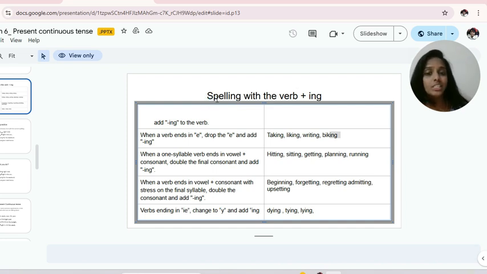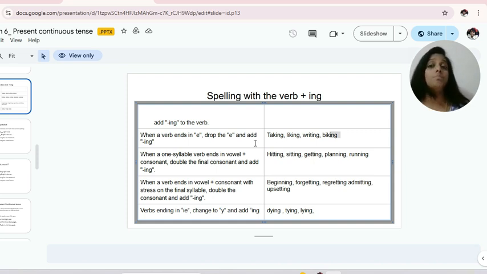The first one is spelling with the verb plus ing. So when to add ing to the verb? When a verb ends in e, you need to drop the e at the end and add ing. Say for example the words like take, like, write, bike. All these words end with e. So you need to drop the e at the end and add ing.